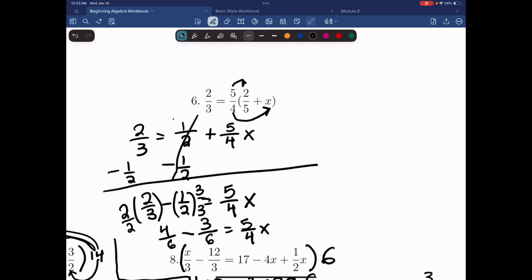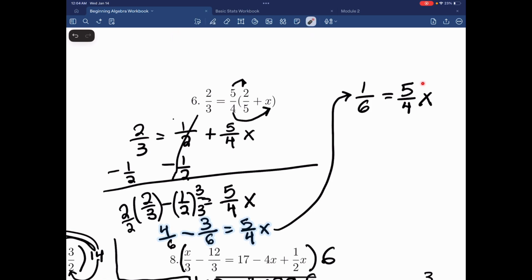Now that our denominators are the same here, I can go ahead and subtract our numerators. So we're going to get 4 minus 3. 4 minus 3 is 1. So we're going to get 1/6 equals 5/4 x. Now, to solve for x, because this 5/4 is being multiplied by x, I'm going to divide both sides by 5/4.